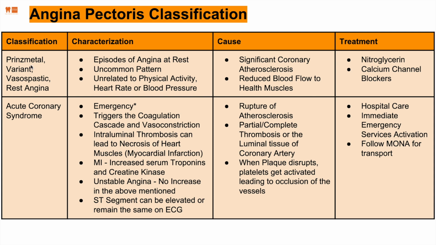Now we're talking about Prinzmetal, which is the variant type, right? The odd, unpredictable type, vasospastic and rest angina. So the episodes of angina can occur at rest, as if you're just sitting. Imagine just sitting on the couch and getting a heart attack. That's Prinzmetal. However, the pattern is not recognizable. It's unrelated to the physical activity. You could go for a sprint and nothing happens. But if you're sitting down, all of a sudden you have an anginal episode, and that can be classified as Prinzmetal or variant. And basically heart rate and blood pressure, so anything to do with the heart physically, has nothing to do with this type of anginal pain.